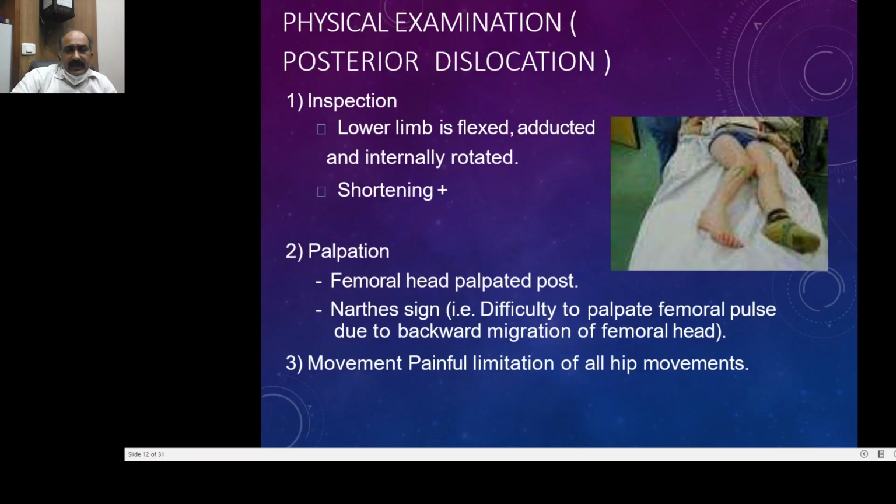Physical examination in posterior hip dislocation. On inspection, lower limb will be flexed, adducted and internally rotated, as you can remember. There will be shortening. On palpation, femoral head is palpated posteriorly in the gluteal region. Narath sign will be positive. You won't be able to feel femoral vessels in the inguinal region. Movement will be painful in all directions.